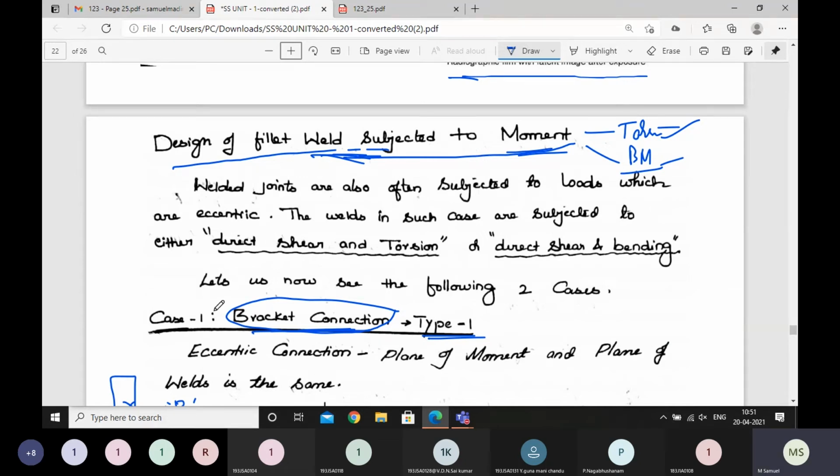Once we go into this derivation, you will understand this moment and everything. Don't worry about this at this stage. Welded joints are also often subjected to loads which are eccentric, right? That is what we are seeing now, those cases, bracket connections. These welds in such cases are subjected to direct shear and torsion, a torsional moment. This is case type 1. Or direct shear stress and bending. This is type 2 or case 2.